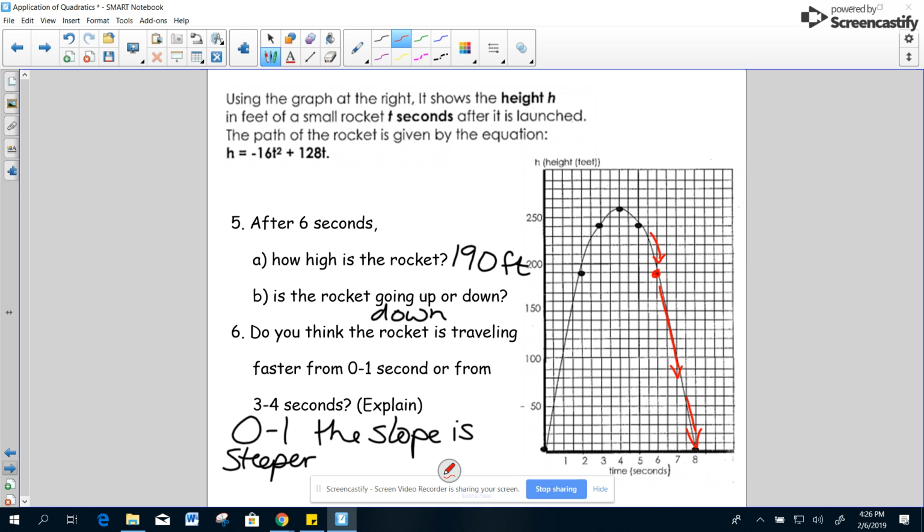From 0 to 1 second, our rocket has a steeper slope than it does from 3 to 4 seconds. Look at how much height has changed in 1 second versus the height change here in 1 second. So we are going faster from 0 to 1 than we are from 3 to 4.